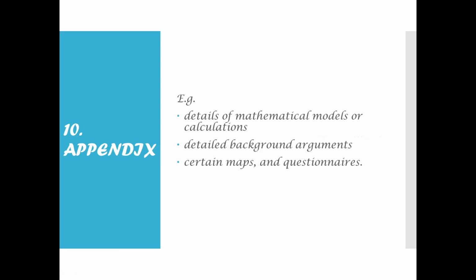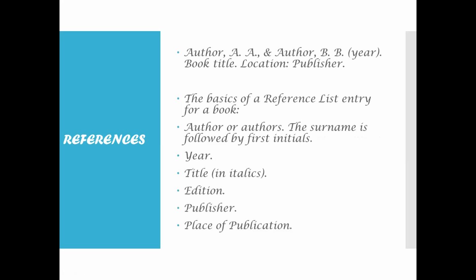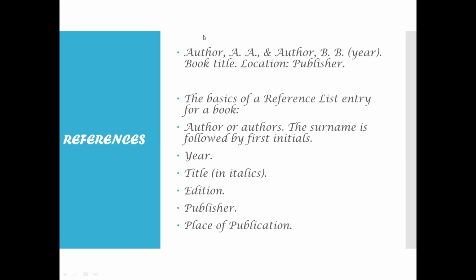Then the appendix. This is basically going to include details of mathematical models or calculations, detailed background arguments, maps, and questionnaires. Then do not forget references, ever. So that's the format of referencing. So that's all about how to write a research proposal.